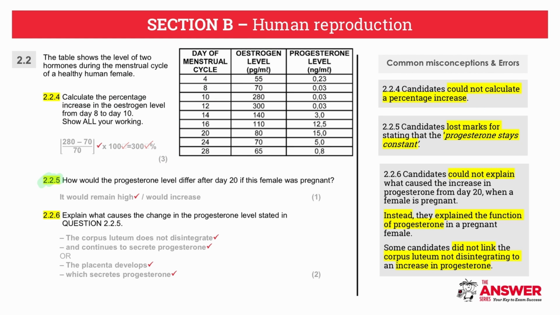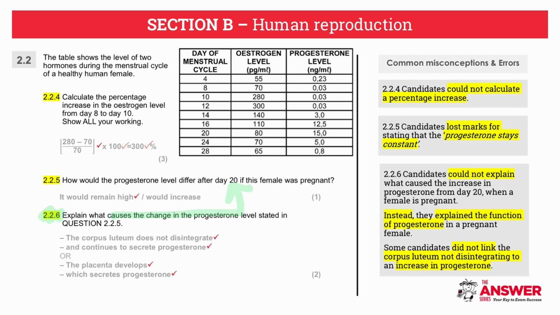Question 225, how would the progesterone level have differed after day 20 if this woman was pregnant? Remember, progesterone is the pro-pregnancy hormone, so its levels would have remained high or would be increasing as it supports the endometrium to sustain that pregnancy. So candidates lost marks for saying that progesterone stays constant when the emphasis is on it. That will increase.